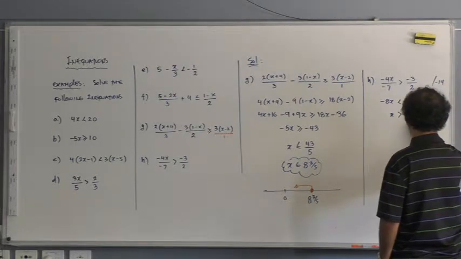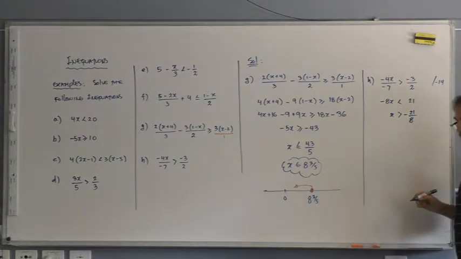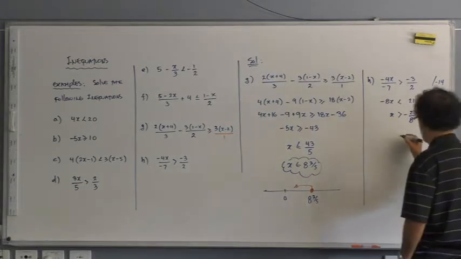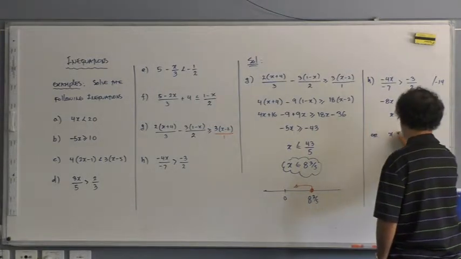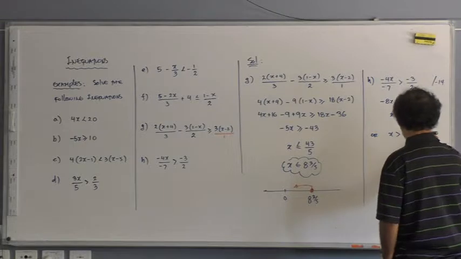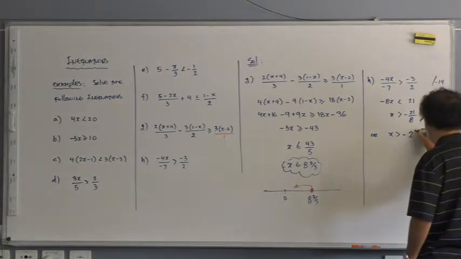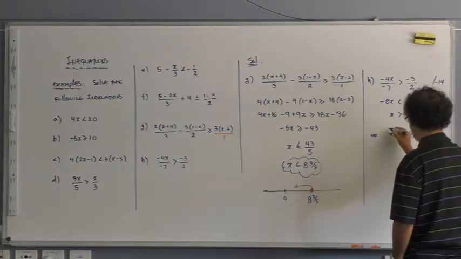Or you can express the answer in mixed numeral, which is -2 and 5. Okay, or we're going to say x is greater than negative 2, 5 over 8.